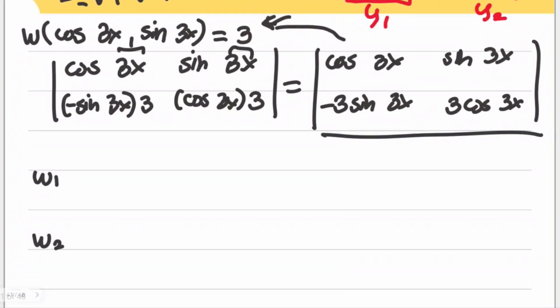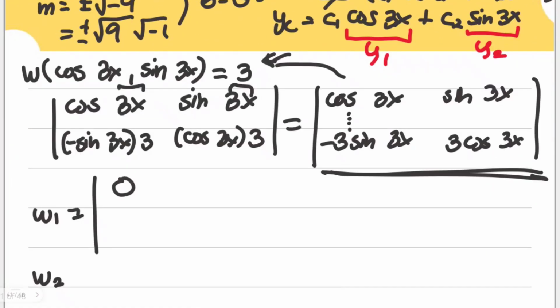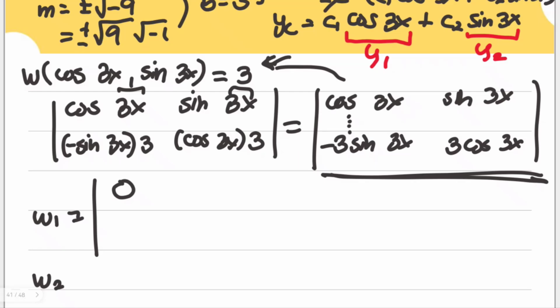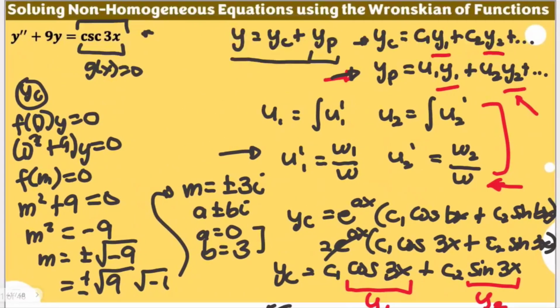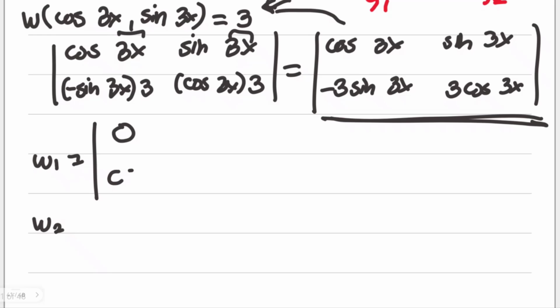Now, how do we come up with the matrix to be used for our W sub 1? Here's the catch. For W sub 1, look into the first column of this matrix, make the first entry 0, and the last entry be equal to our original g of x here. Okay? If there are entries between, all of the entries will be 0, just the last entry would be equal to our g of x. And our g of x presented in the original equation is the cosecant of 3x. So cosecant of 3x. Since it's just W sub 1, the second row will just be itself. Sine of 3x and 3 cosine of 3x.